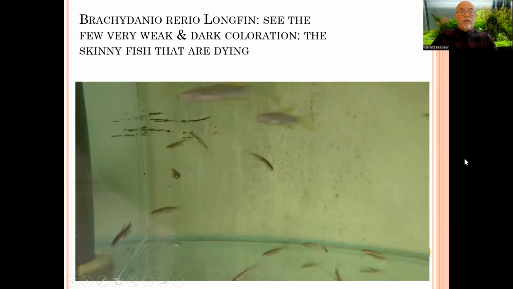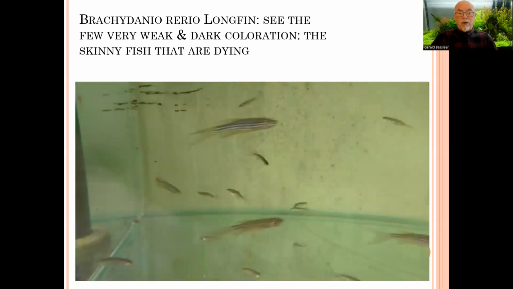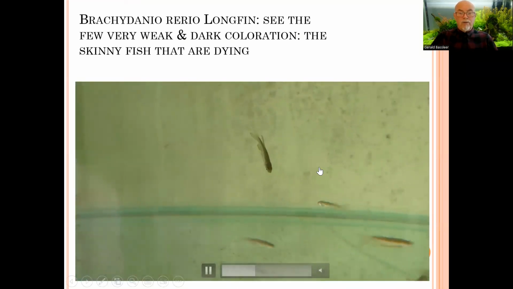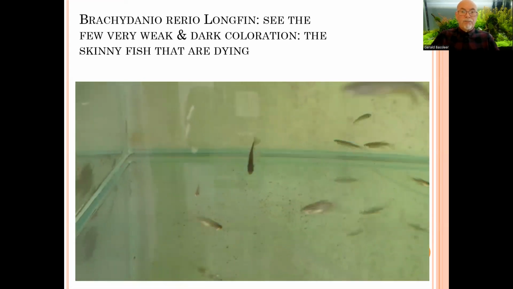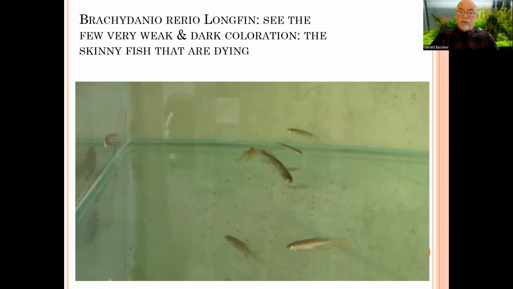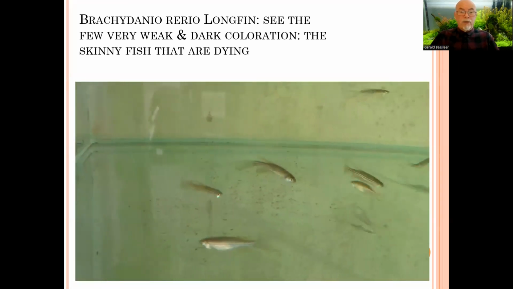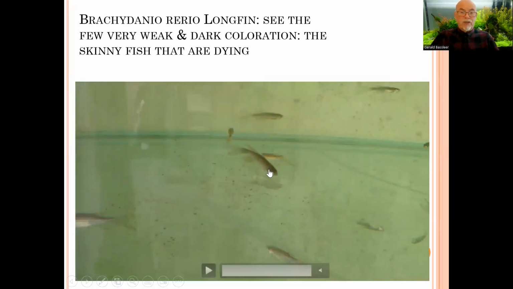Here you see the zebrafish swimming in the aquarium, and once in a while some of the fish were getting dark, skinny, and weak, and then slowly dying after wasting away. You can see they are not eating anymore. The other ones still look pretty okay. Here in the back is another skinny one. But every day a few were dying, getting skinny and dark. So there was a problem.